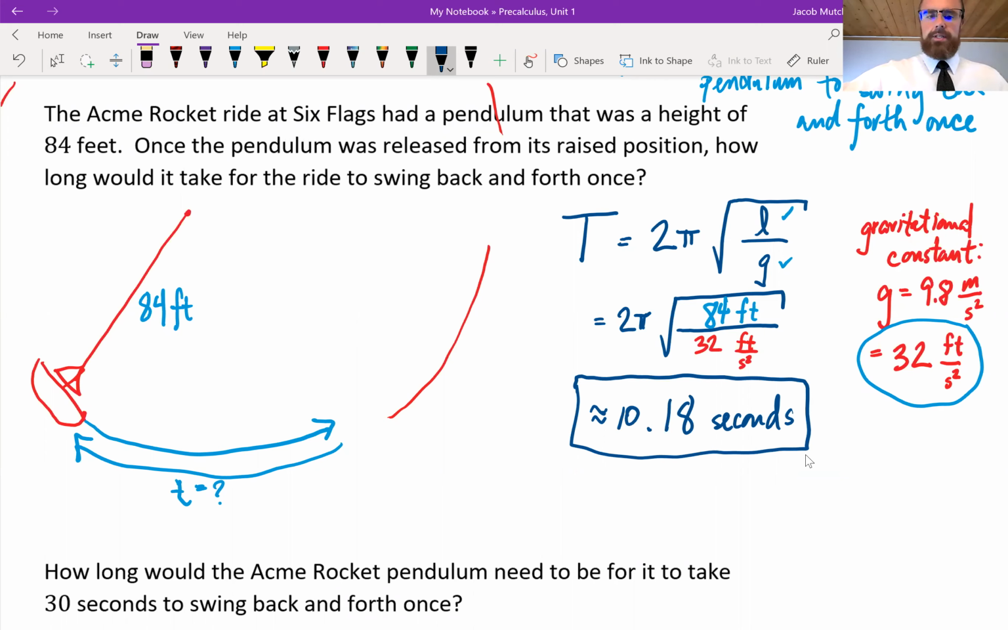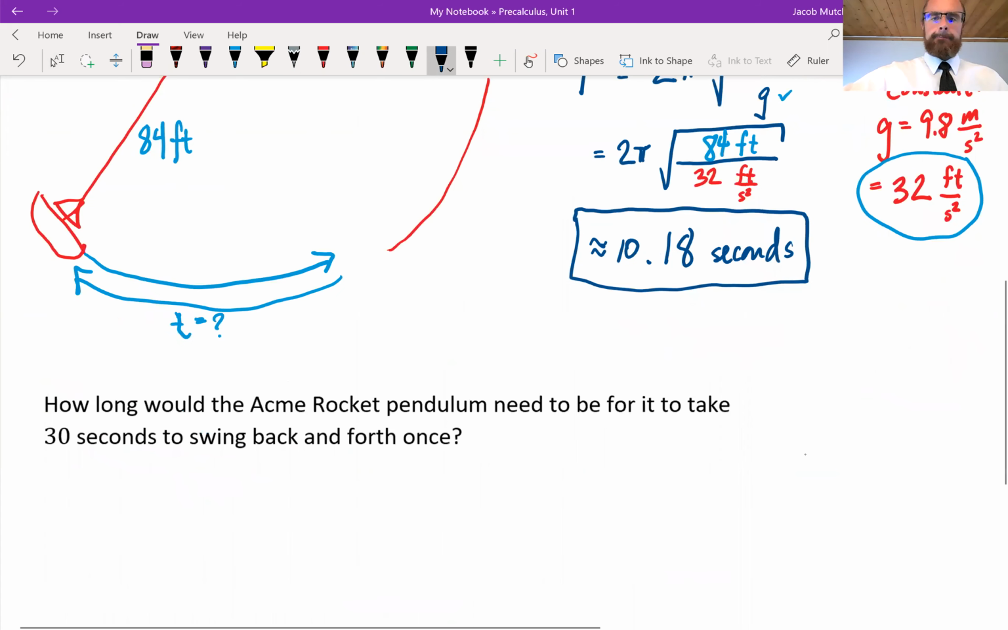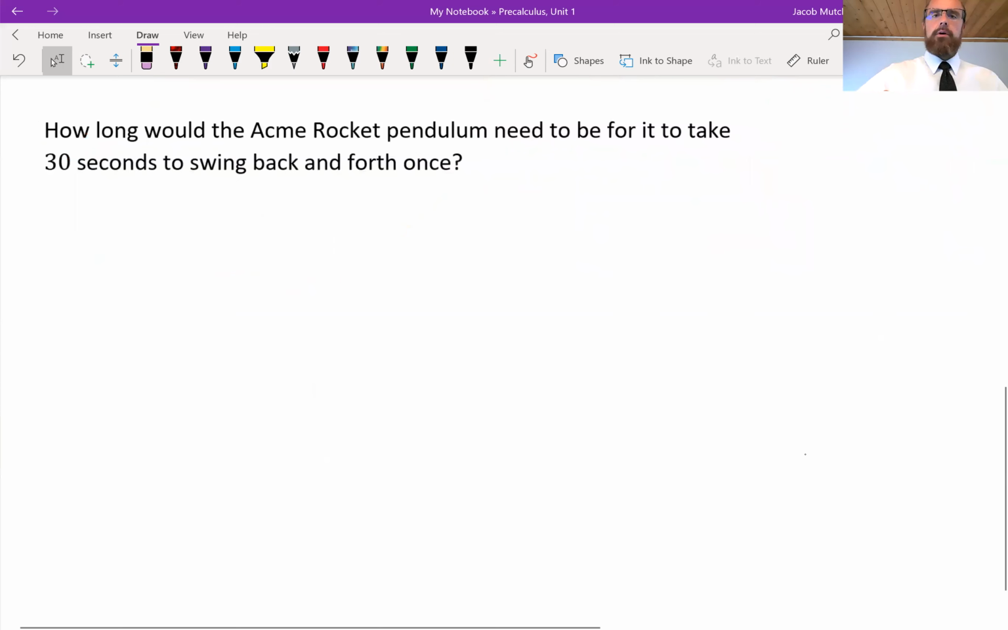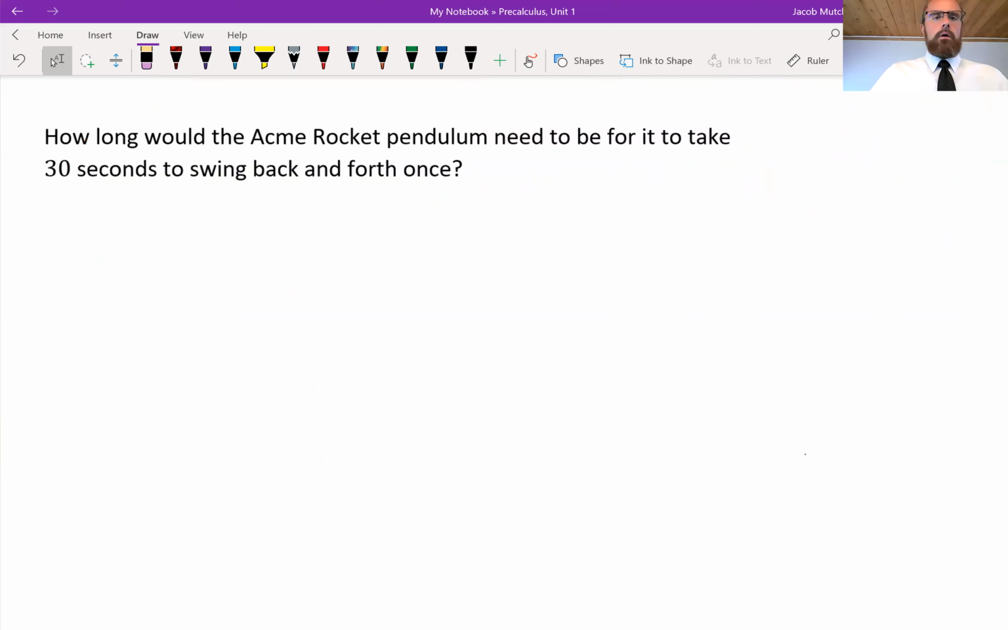Okay, so let's take a look at our second question here. So it's the same setup in terms of the object. It's the Acme rocket pendulum again. The question is, how long would it take, or how long would it need to be? What should its height be for it to take 30 seconds to swing back and forth once? So it's the same scenario.